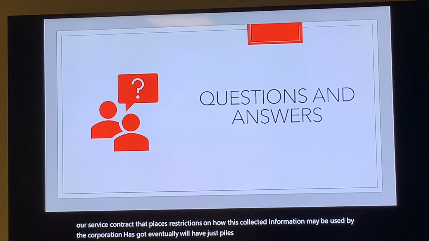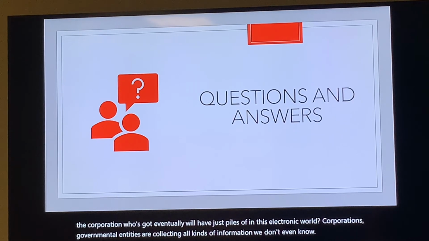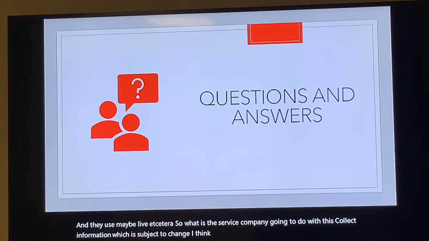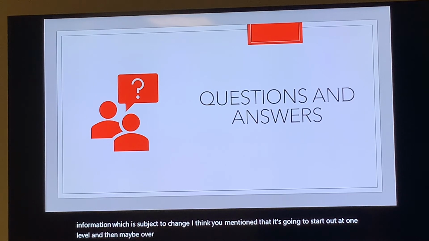In this electronic world, corporations, governmental entities are collecting all kinds of information that we don't even know about. And they use it, mailing lists, etc. So what is the service company going to do with this collected information, which is subject to change? I think you mentioned that it's going to start out at one level, and then maybe over time they may modify it. When you sign up for this kind of program, you've lost control. And that bothers me.